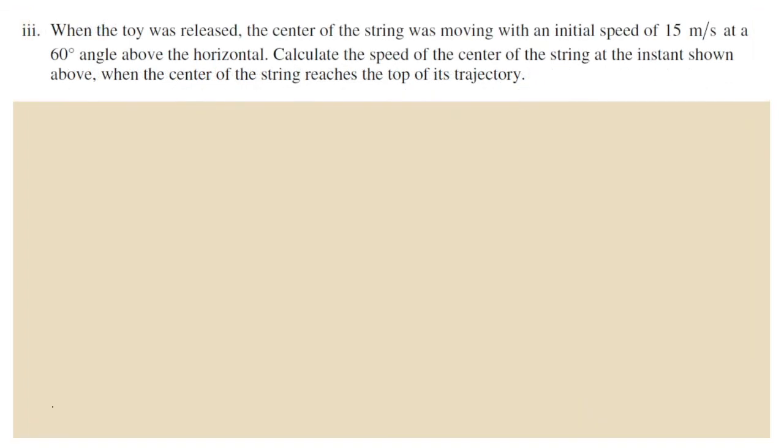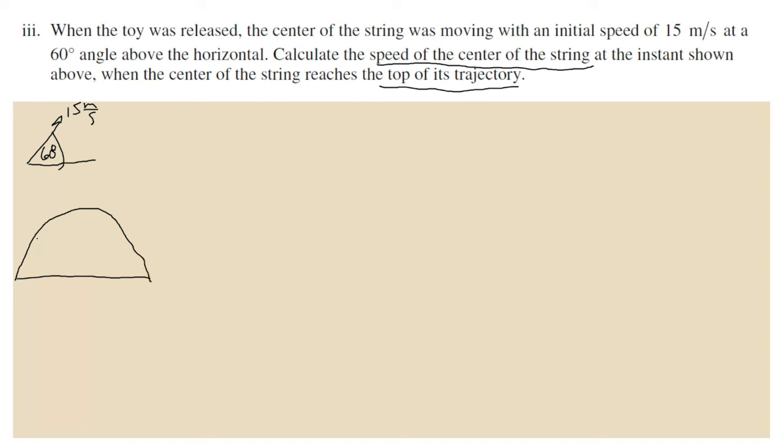I like this question. It says, when the toy was released, the center of the string was moving with an initial speed of 15 meters per second at an angle of 60 degrees above the horizontal. So we had a 15 meter per second velocity at an angle of 60 degrees. It says, calculate the speed of the center of the string at the instant shown above when the center of the string reaches the top of its trajectory, or in other words, the maximum height.